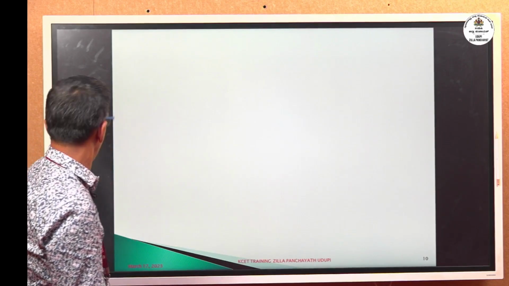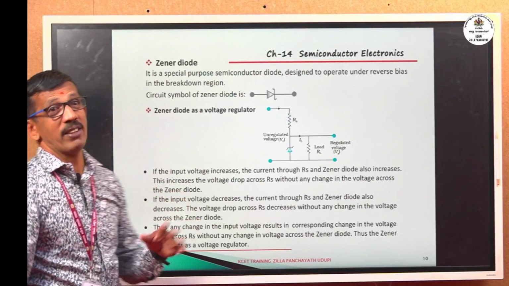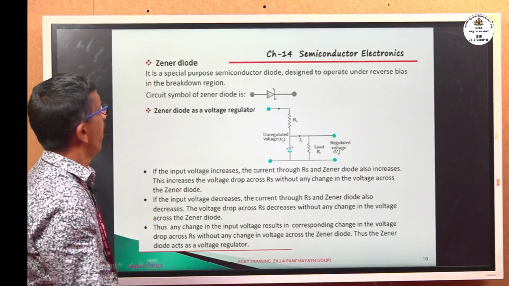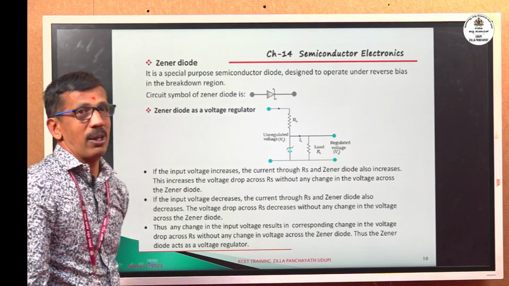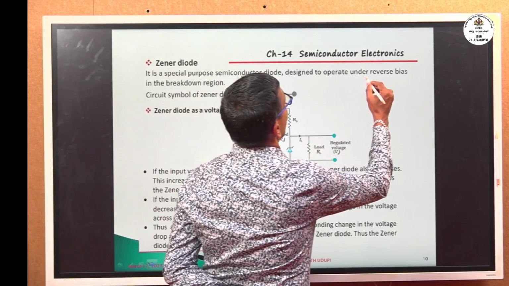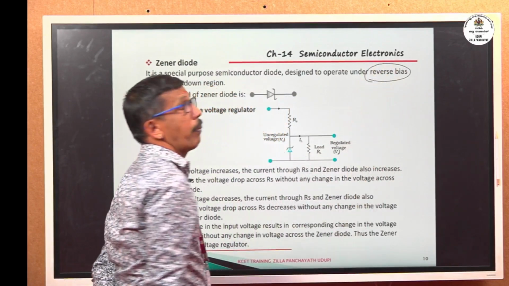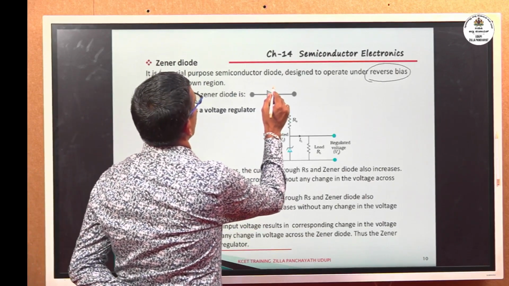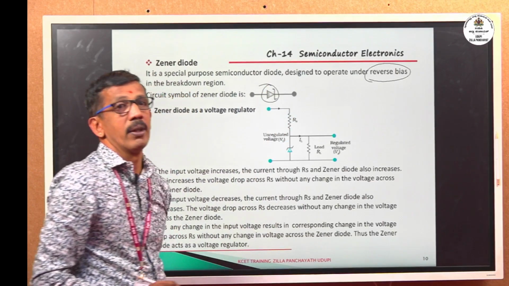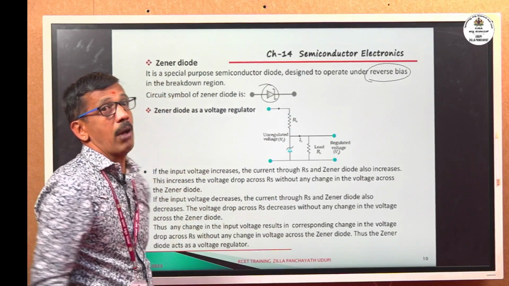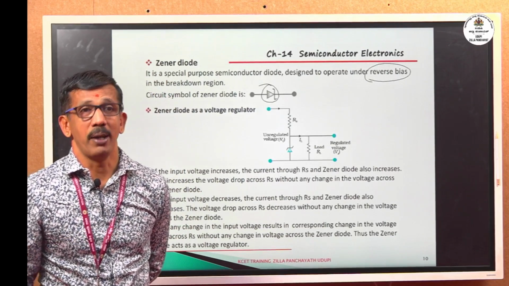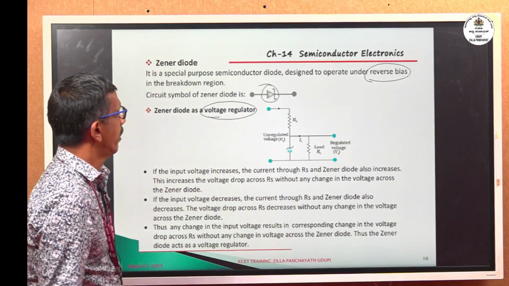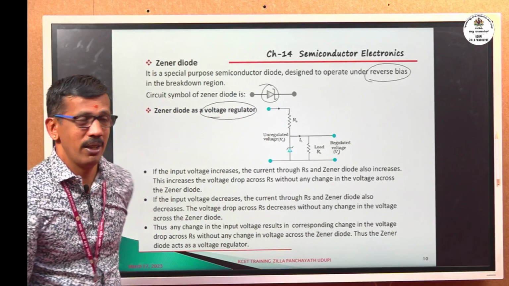Now we move on to the special purpose diodes. The first diode we have is Zener diode. It is a special purpose semiconductor diode designed to operate under reverse bias. Operation of Zener diode is in reverse bias. It is very important. This is the circuit symbol of Zener diode. Then the main use of Zener diode is to stabilize the voltage, or voltage regulator. And the working you already studied in detail in class.